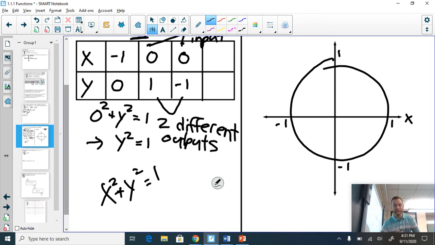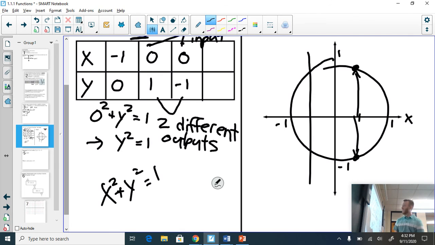Like, let's pick an x point. Let's just say we pick there, wherever it is. How many outputs does this one input have? We can go up. Oh, there's an output. Oh, but we can also go down, and there's another output. So a quick check: if you have a graph, if you can draw a straight vertical line through it, and it hits at 2 points or more, then it is not a function.